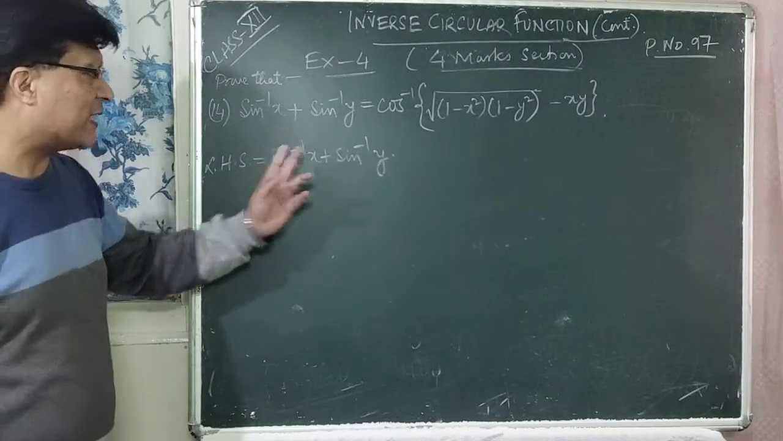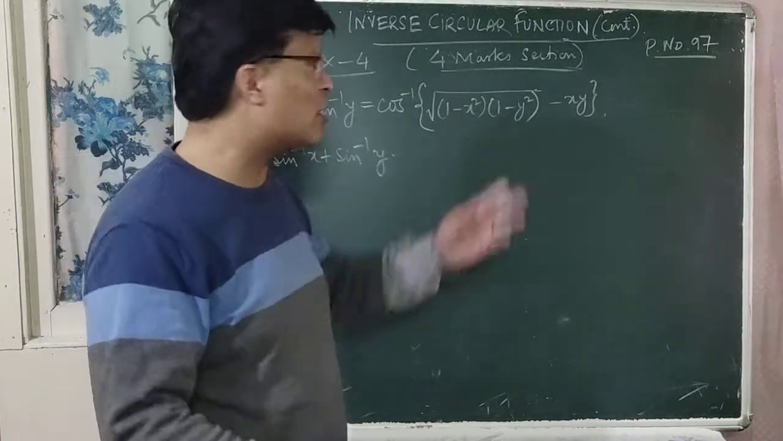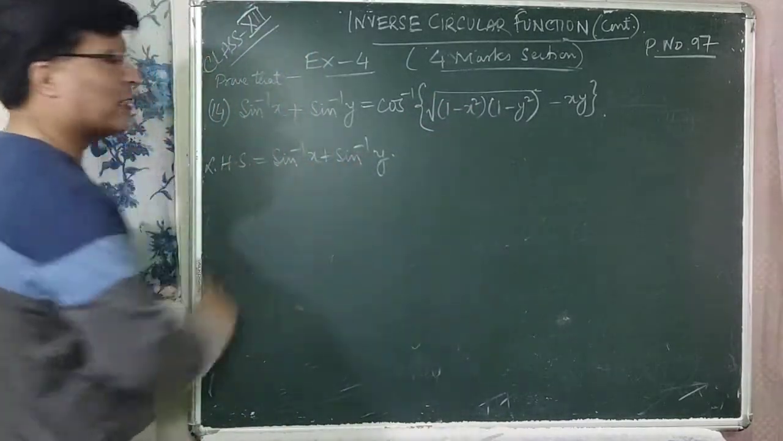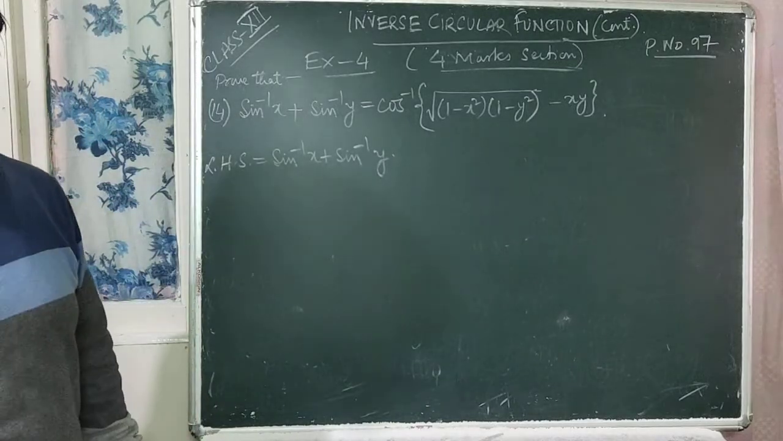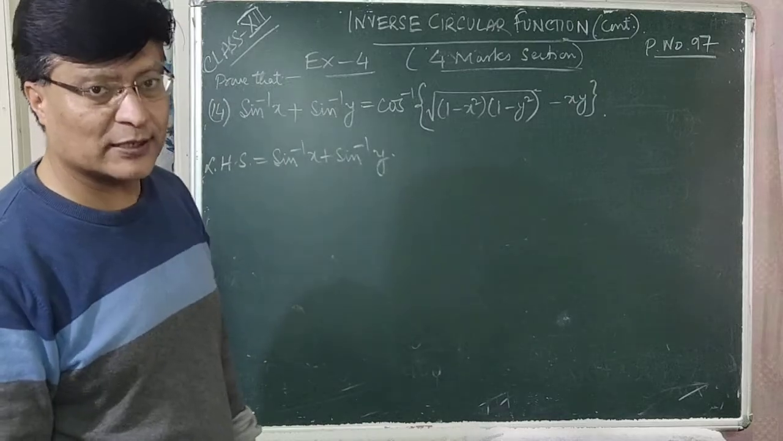Don't use the formula directly here. If you use the formula directly here, it will be complicated to convert it into cos inverse, isn't it? So what we will do here is, we convert it into cos inverse directly. Let us convert this sin inverse x into cos inverse x. You know how to convert it, isn't it?